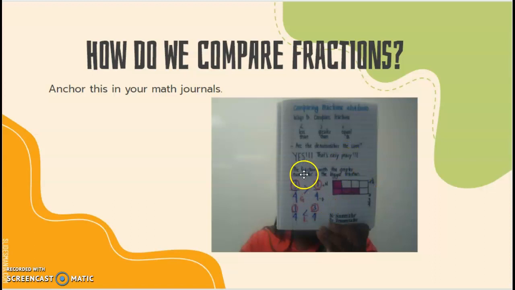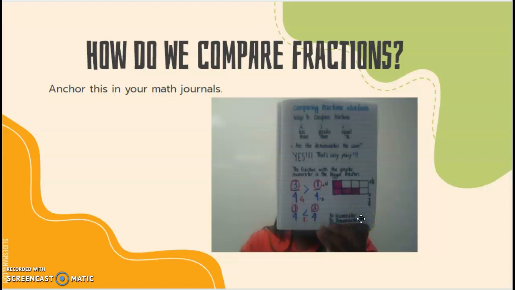That's easy peasy. The fraction with the greater numerator is the bigger fraction. And so I've also drawn a model here to show you how 3/4 looks. 3/4 of a model is shaded, and I've also drawn a model for 1/4 to show you how that looks.